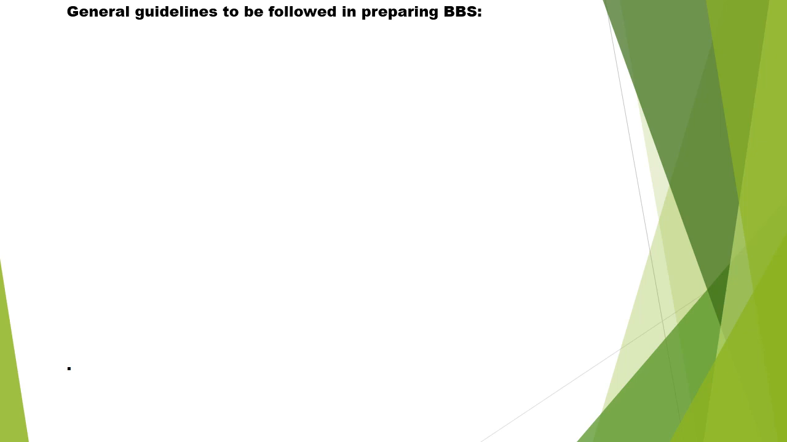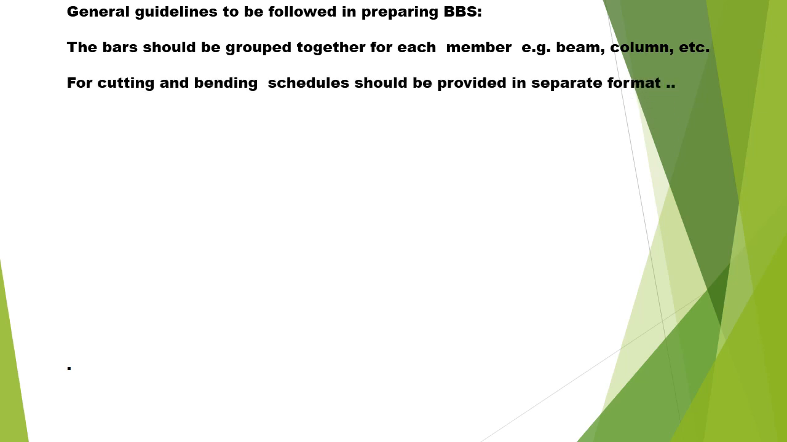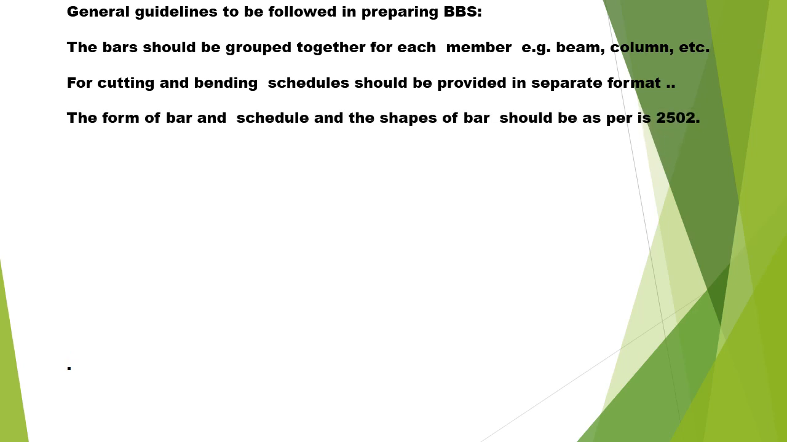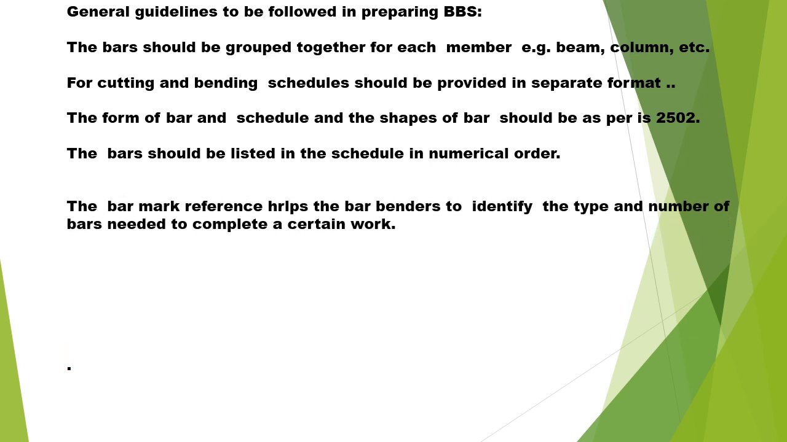Guidelines to be followed in the BBS. The bars should be grouped together for each member, such as beams, columns, etc. Cutting and bending schedules should be prepared in a separate format. The form of the bar and schedule of the shape should be as per IS 2502. The bars should be listed in the schedule in numerical order. The bar mark reference helps the bar benders to identify the bars and the location so that they can place it in the proper position as shown in the drawing.